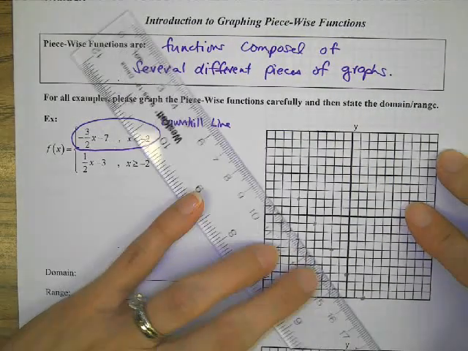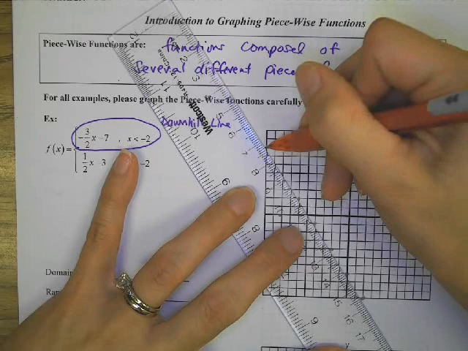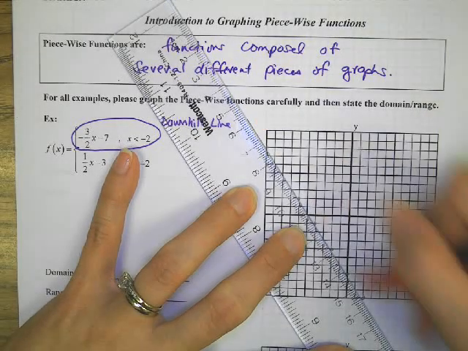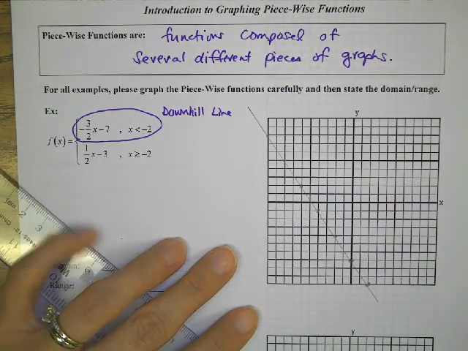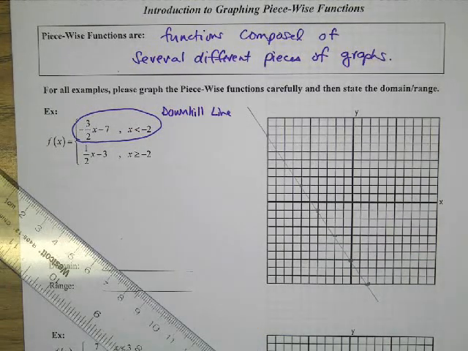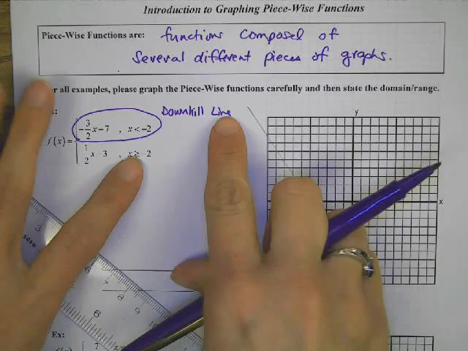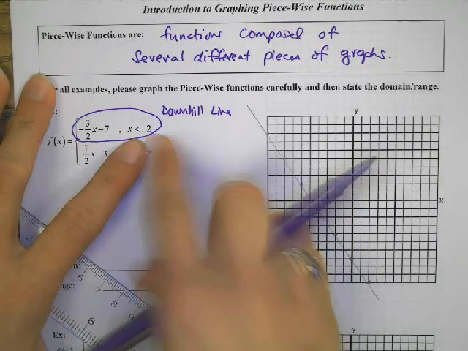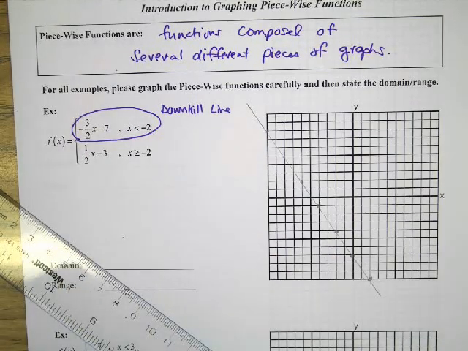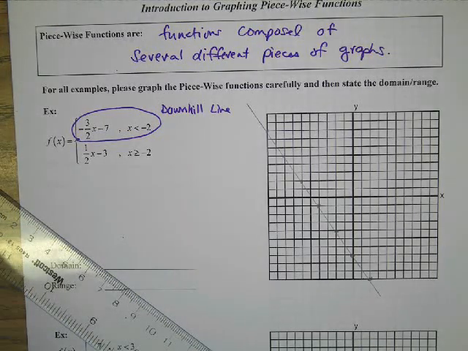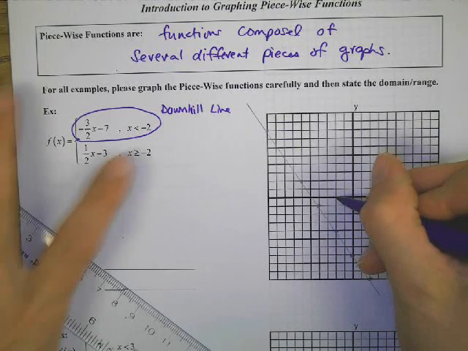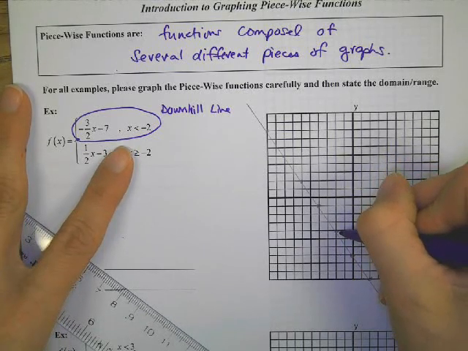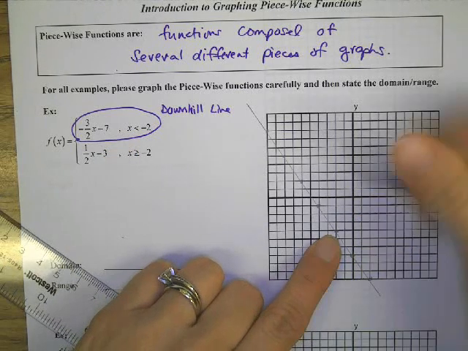Now I'm going to graph this downhill line very lightly with my pencil, very lightly. Now, do I want this entire line? The answer is no. We want just a piece of it, the piece where x is less than -2. So let's see, -2 is at the point right here. Do I want to use that point?